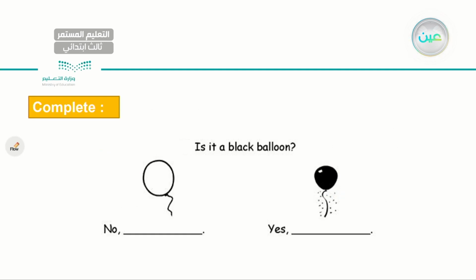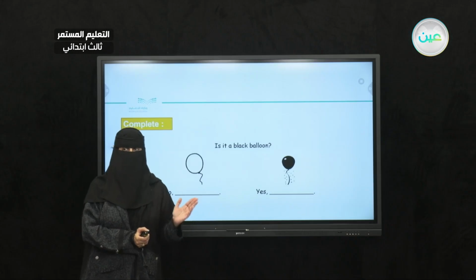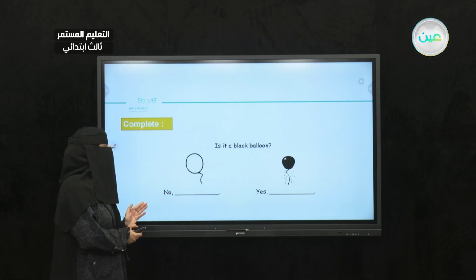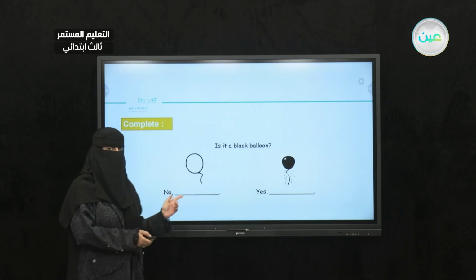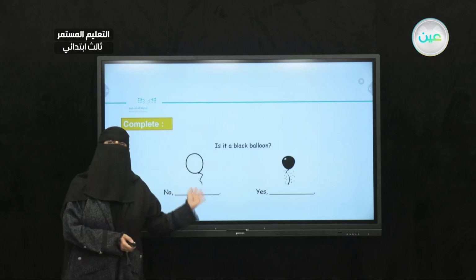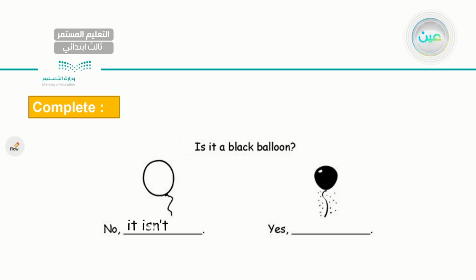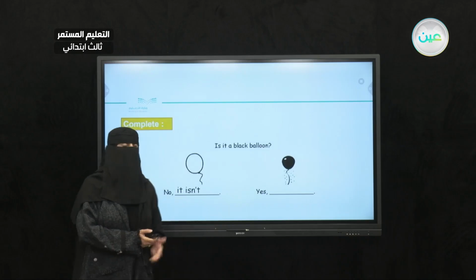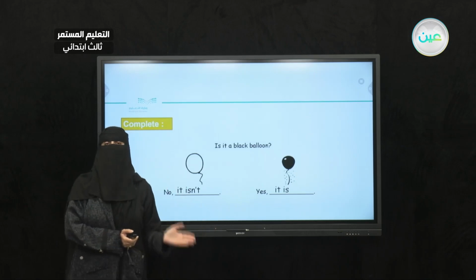Now I have two balloons here. Is it a black balloon? One question for two parts. Okay? Is this a black balloon? No, because as you can see, obviously it's white. No, it isn't, or no, it's not. It's not a black balloon. For the second one, yes, it is.